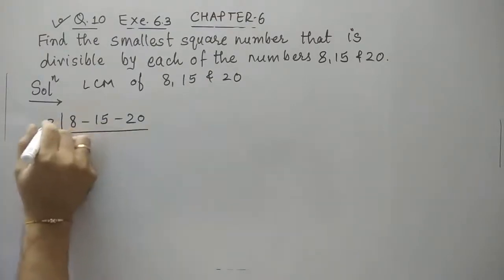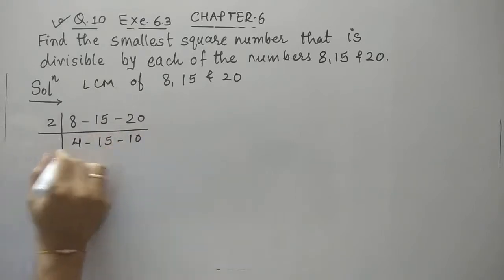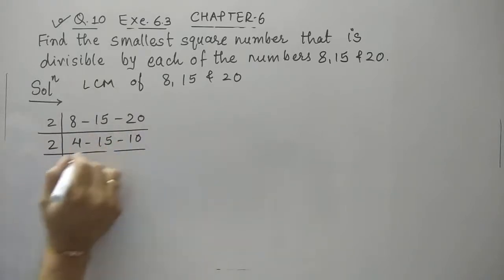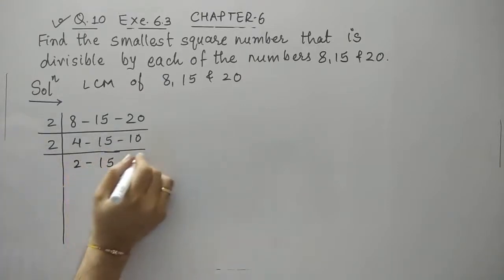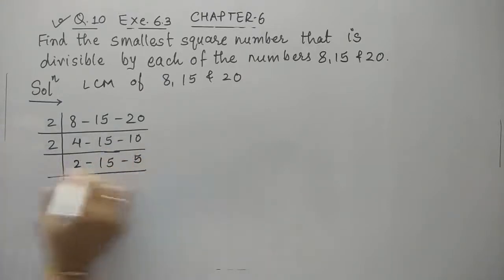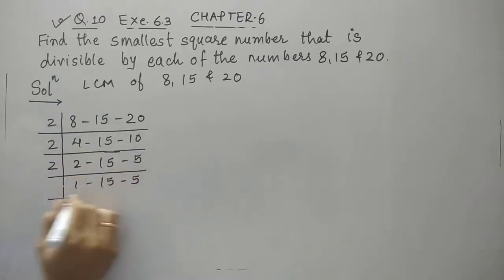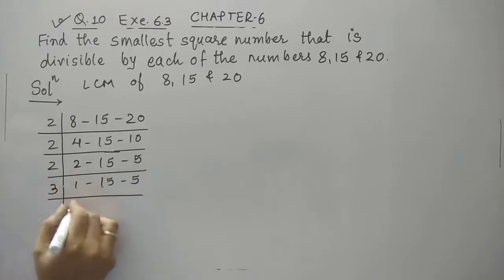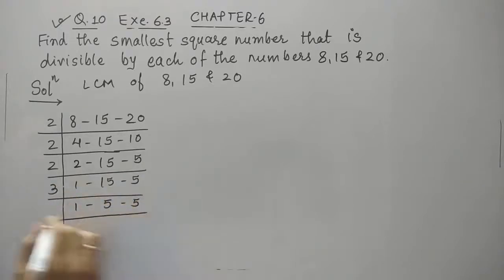We'll start with 2. 2 4s are 8. This is not divisible, 10s are. Still with 2. It must be a prime number. You have to divide with a prime number only, compulsory. Again 2. Now we can see that it is divisible by 3. 5s are 5. Now with 5.